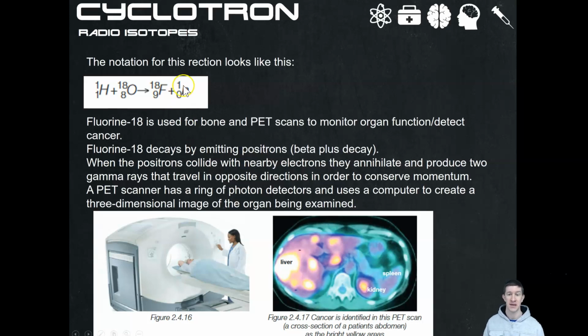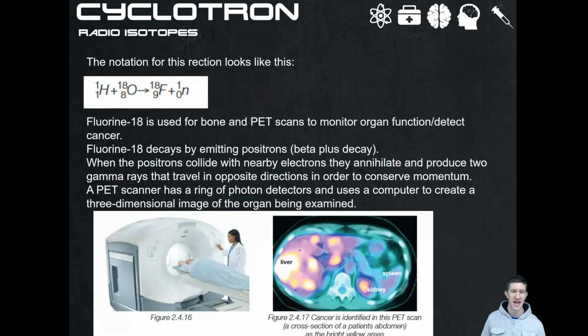Fluorine-18 decays by emitting positrons, so it's a beta plus decay, and when the positrons collide with nearby electrons, they annihilate and produce two gamma rays that travel in opposite directions to conserve momentum. So again, this ties in with the conservation of momentum that we talked about. If initially they had no momentum, then they have to have no momentum once they split, so they split in opposite directions, so their momentums cancel out.